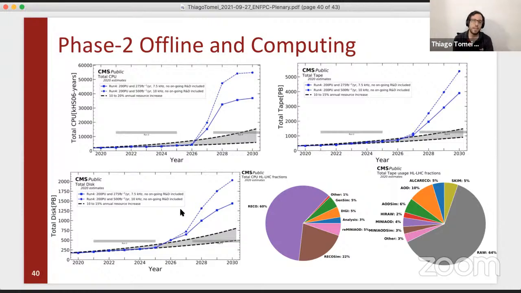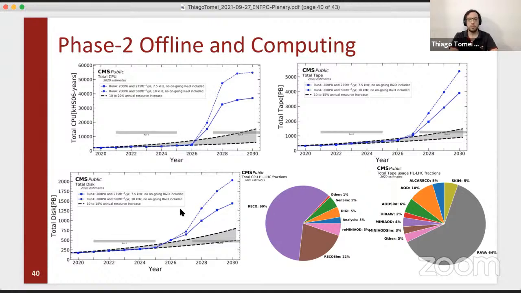And in blue, you have the needs of the experiment for 2 scenarios, which, as you can see, are larger. And the key thing is that this is under the assumption that no R&D is done. So our work will be to do the R&D in order to bring the blue curves to fit inside the envelope. And this goes into a big discussion as well into the computing for the high-level trigger as well.